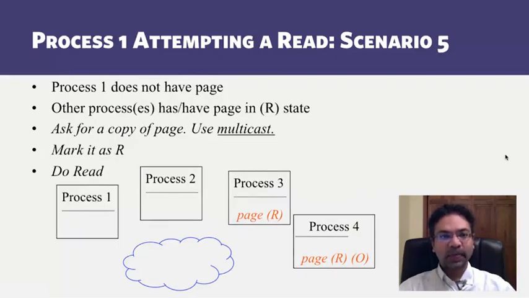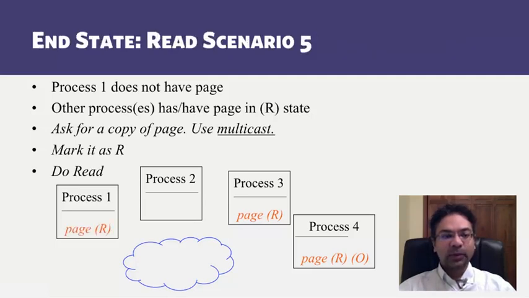So in the fifth scenario here, process 1 does not have the page in its own cache. Other processes have the page in the R state. So in this case, processes 3 and 4 have the page in the R state. Here, process 1 asks for a copy of the page. For this, it uses multicast inside the group of DSM processes. When it sends out a multicast message asking for this particular page, say page number 5, the owner responds back with the latest version of the page, and then process 1 marks the page as R, as in read state, and then it can do the read directly from the cache itself. So the end state in this particular case would look like this, where process 1 would fetch the page, mark it as R, and then do the read from itself.